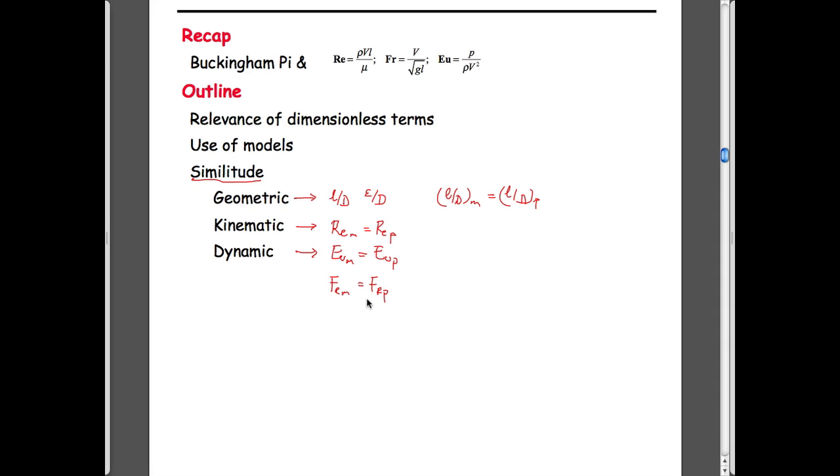Or the Weber number for the model is equal to the Weber number for the prototype. The capillary number if you're a petroleum engineer. Things we haven't talked about, but there's a whole host of non-dimensional numbers that we could do. But that's basically the essence of it.